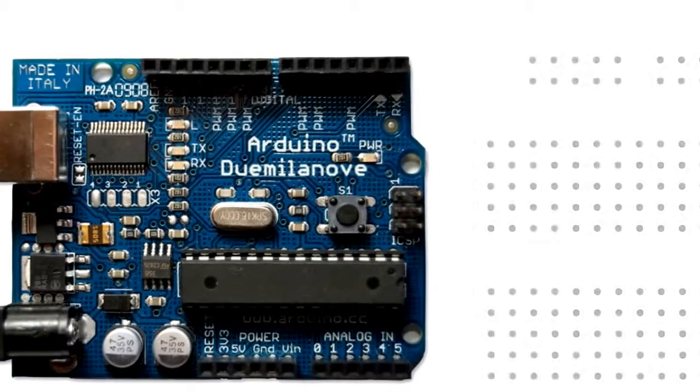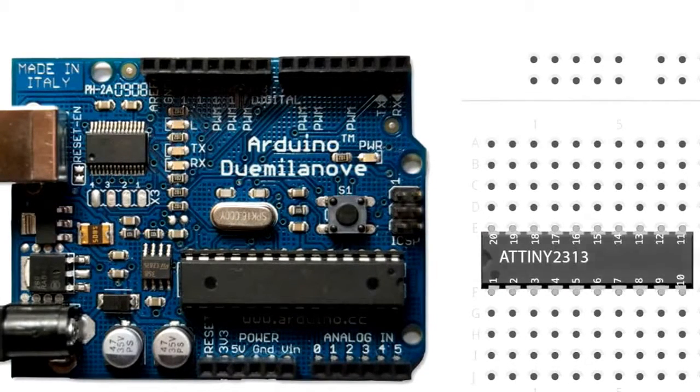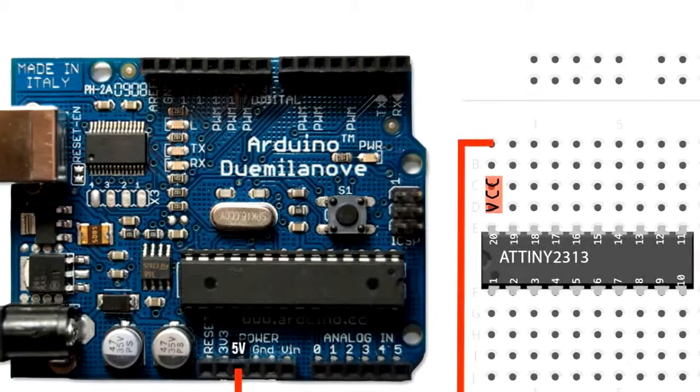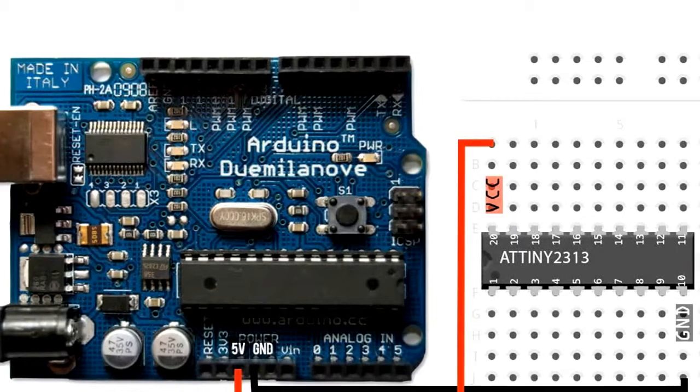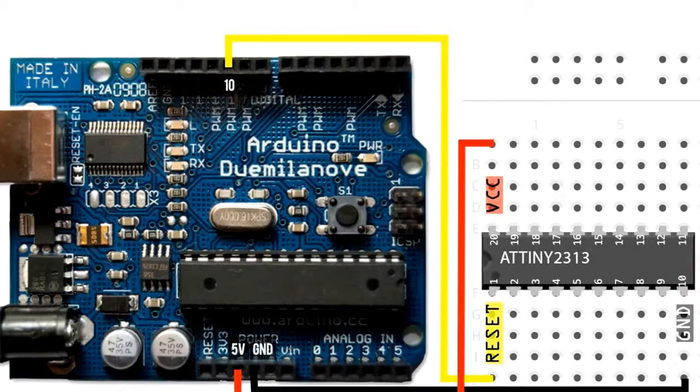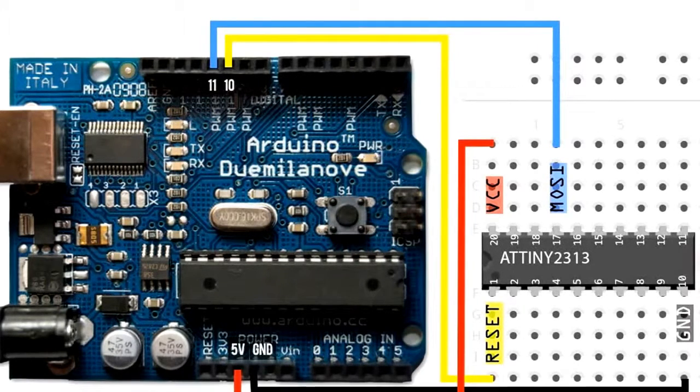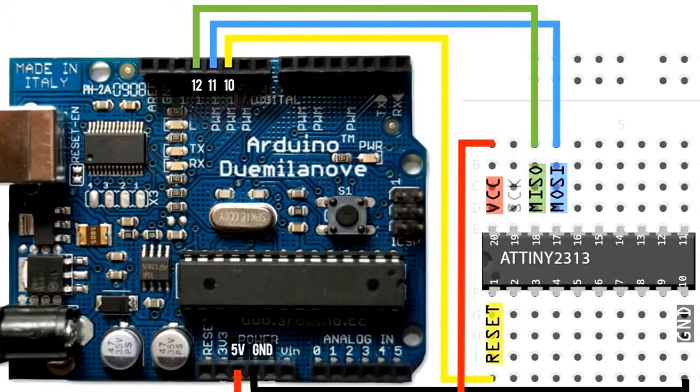Now let's connect the AVR to the Arduino. Start with an Arduino, a breadboard, and an AVR of your choice. First, connect VCC, the positive voltage supply, to the 5-volt pin on the Arduino. Next, connect the ground pin on the AVR to the ground pin on the Arduino. Now connect reset to pin 10, MOSI to pin 11, MISO to pin 12, and SCK to pin 13.